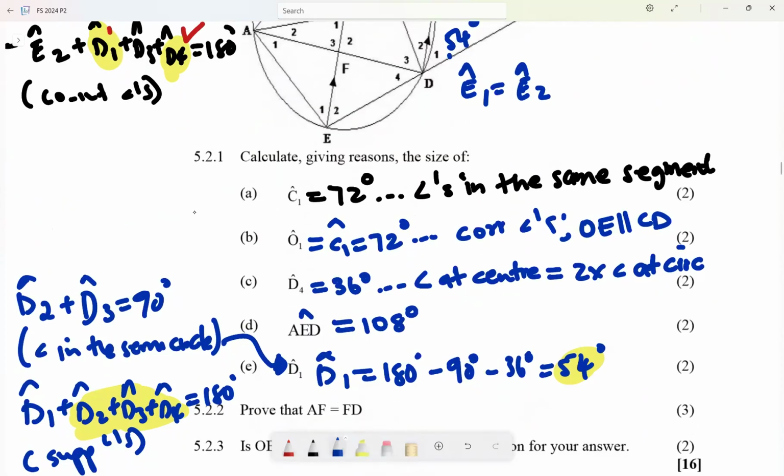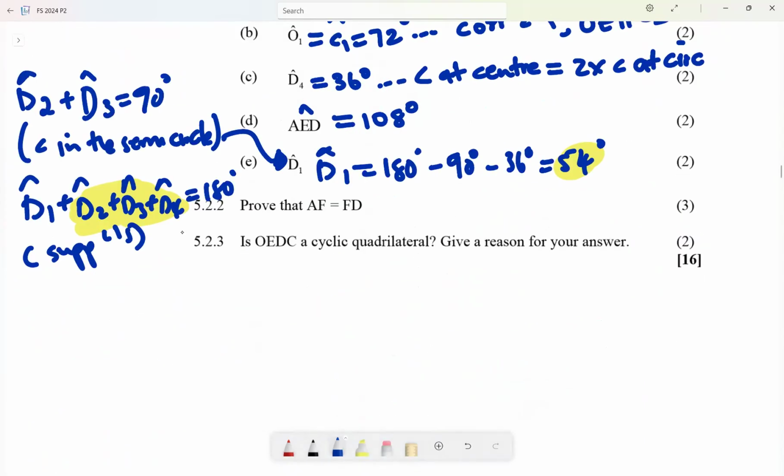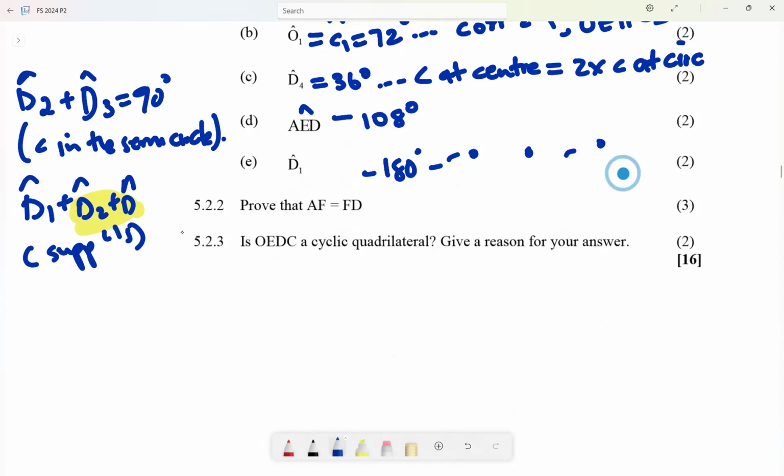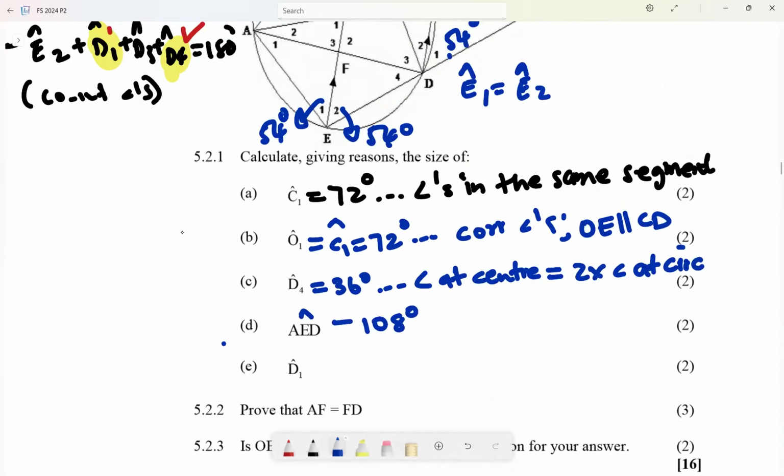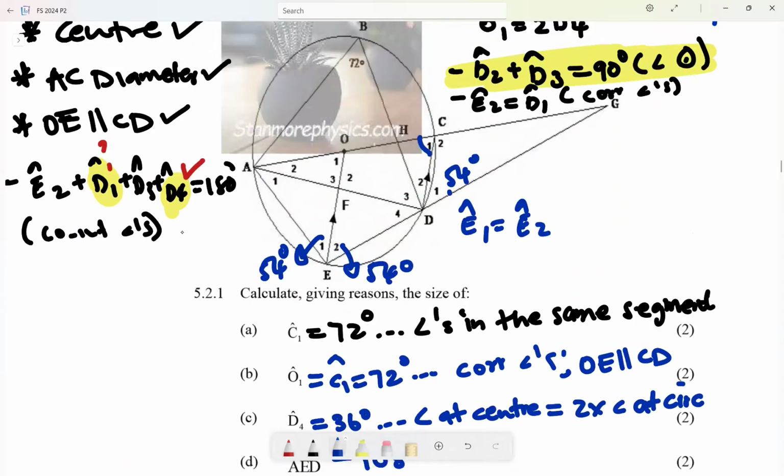But remember, we found this angle, E1 plus E2. E1 plus E2 is 108. So it means this one, how much? 54 degrees. This one is how much? 54 degrees. So for that one, instead of doing this, you could have said E2 is equal to 54, and come here and say, okay, I can get D1.